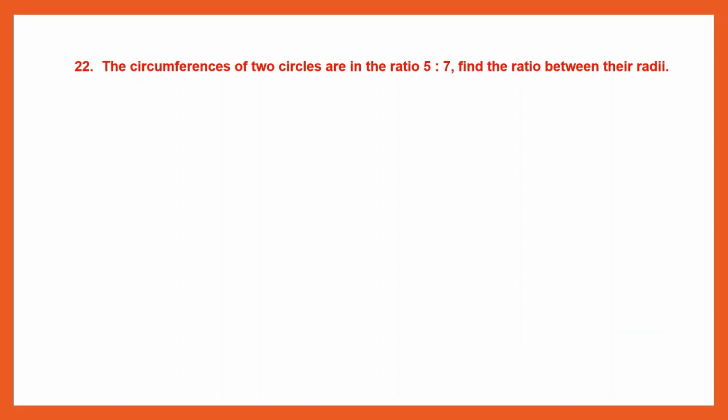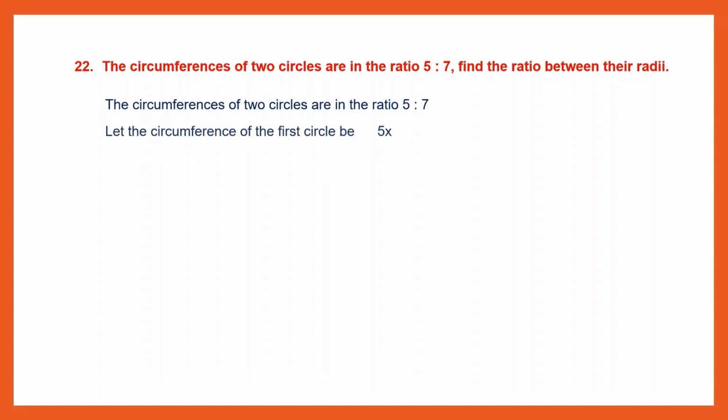Question 22. The circumferences of two circles are in the ratio 5:7. So here the ratio is that of the circumference of two circles. Find the ratio between their radii. So we need to know their radii, isn't it? So let's begin. First step, the circumference of the two circles are in the ratio 5:7. Let the circumference of the first circle be 5x. We have taken it from the ratio. For the first circle, the circumference is 5x.